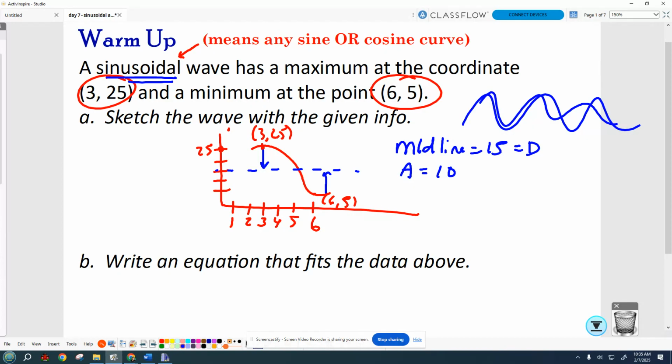Oliver, what else do I know? Now it's getting to the hard questions. They took the easy ones first. How do I figure out the period? I don't have a full wiggle drawn.